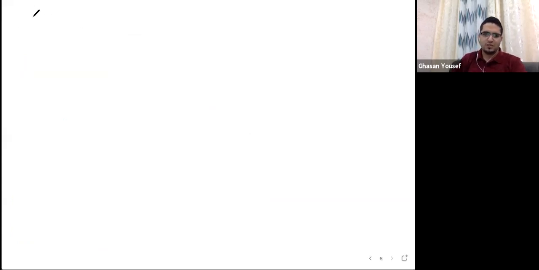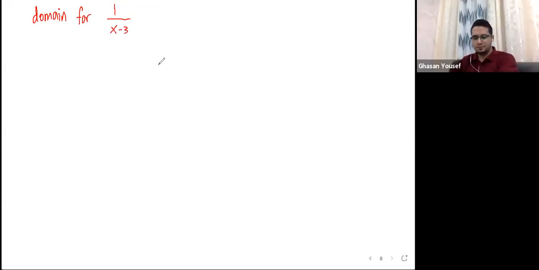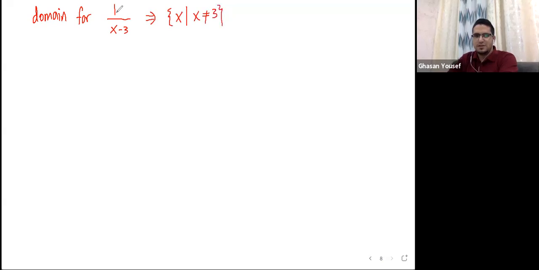So first of all, what is the domain for the function 1 over x minus 3? What's the domain for this function? X cannot equal 3. This is correct. So the domain is all real numbers except 3. Why? Because if I plug 3 into the denominator, I will get 1 over 0, and 1 over 0 is undefined.